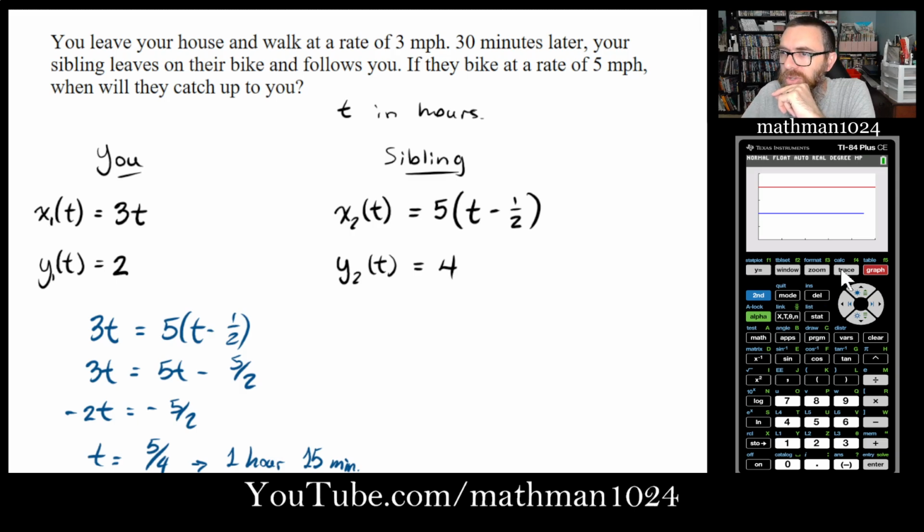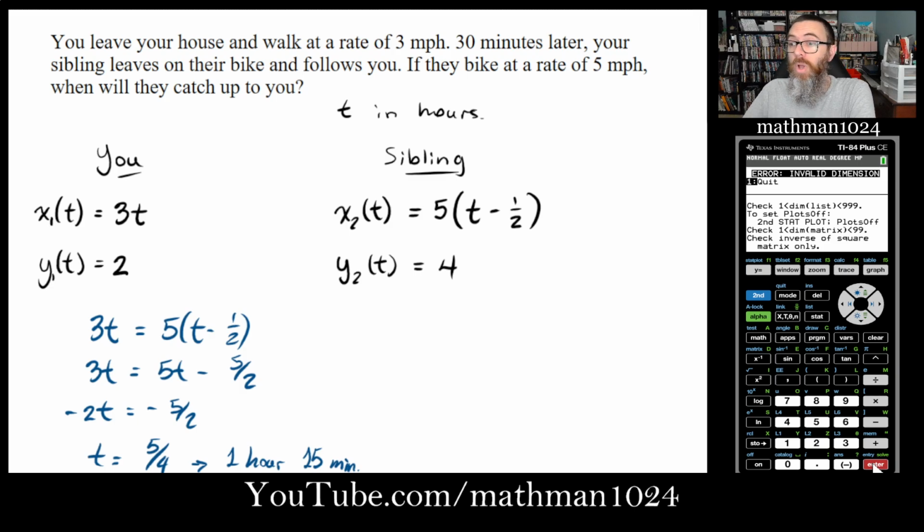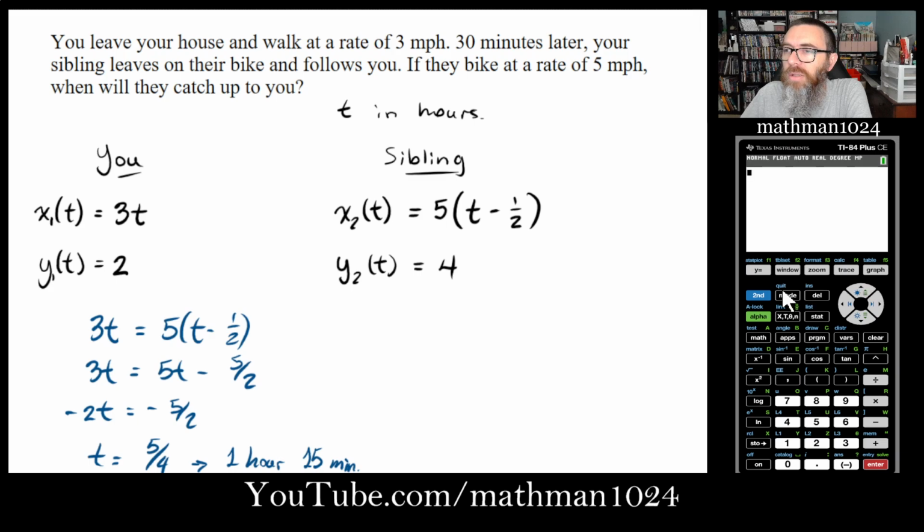All right, so here's what we can do. If we trace along here, and you want t equals 1. Okay. All right, so let's go to the table setup. We're just going to do it this way. For the independent variable, let's do ask. Now let's go to the table.